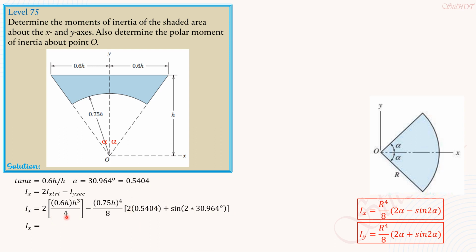So the first term is equal to 0.3h to the fourth. The second is 0.07764h to the fourth. So Ix is equal to 0.2224h to the fourth.